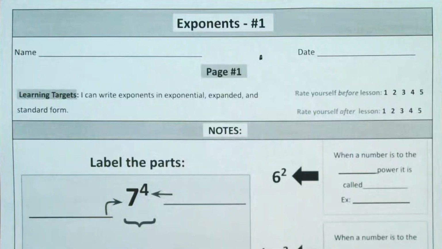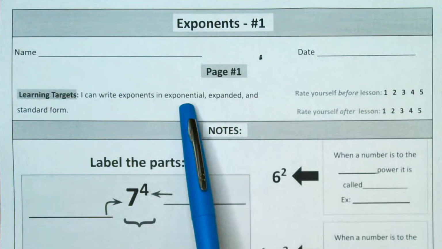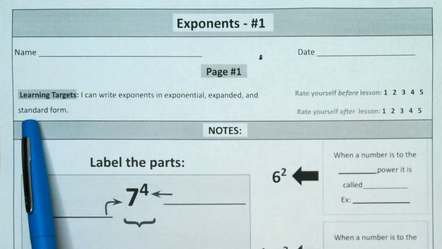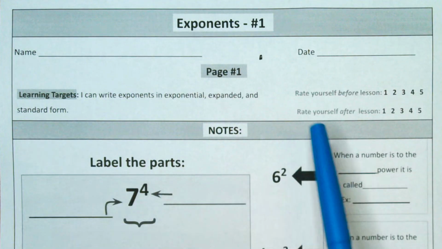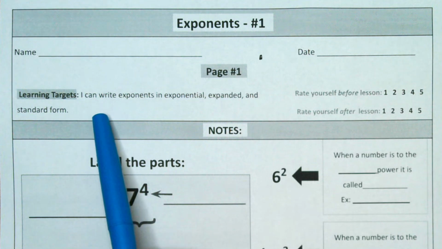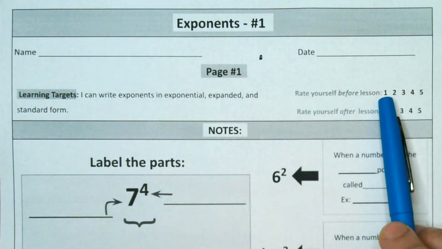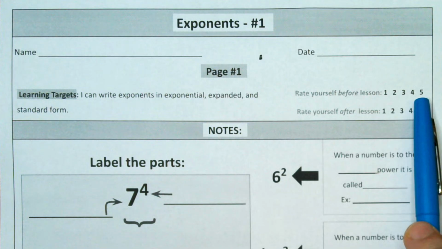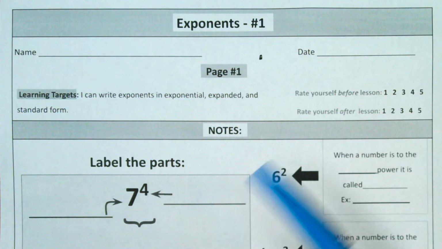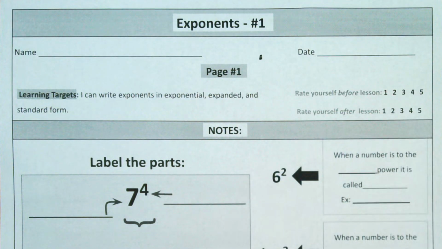Today's learning target is: I can write exponents in exponential, expanded, and standard form. Pause the video and rate yourself before the lesson. How confident do you feel in this learning target? 1 is the least amount of confidence, 5 is the greatest amount of confidence. At the end of the lesson, once we've gotten some more practice, we'll come back and rate ourselves again.